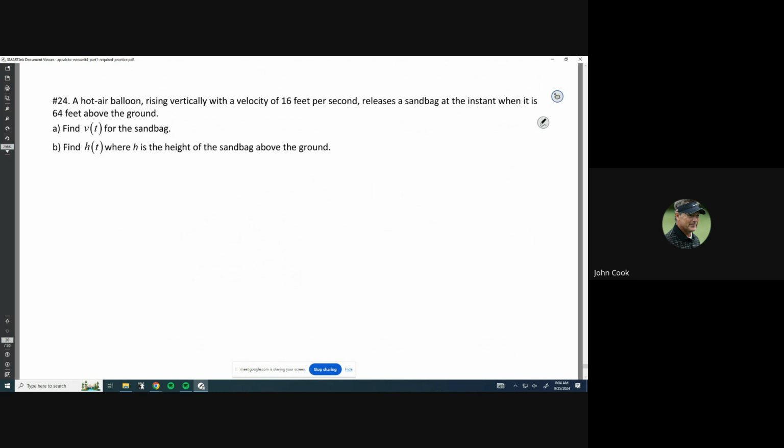Even though it says the hot air balloon is rising at a velocity of 16 feet per second, technically that's the same thing with the sandbag. The sandbag is going to have that exact same initial velocity. So let's write down some initial conditions. I know the velocity when the sandbag is released is equal to 16 feet per second. I also know the sandbag is released 64 feet above the ground, so the initial height or position of the sandbag is 64 feet above the ground.